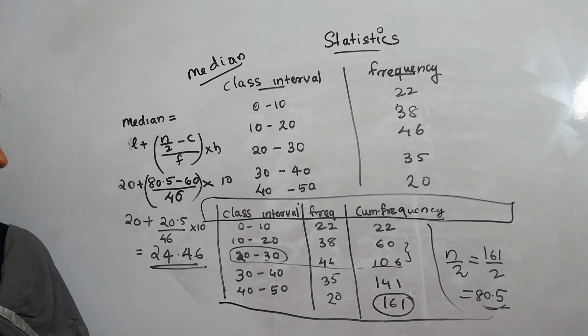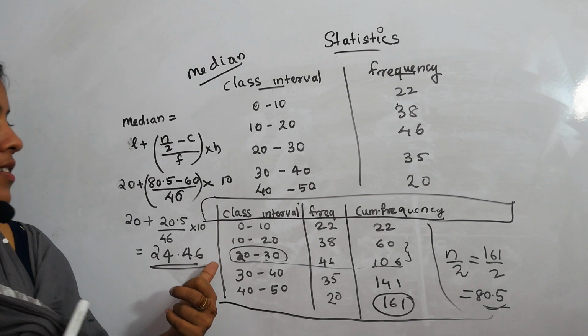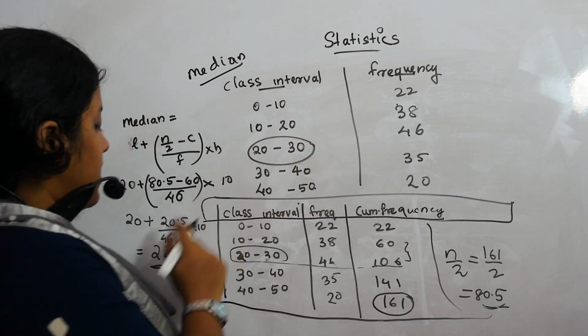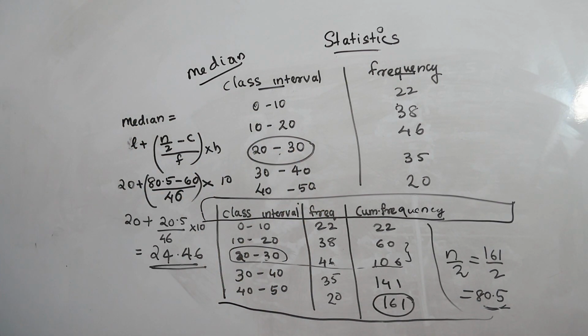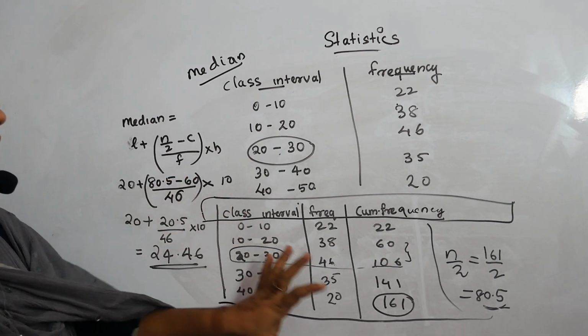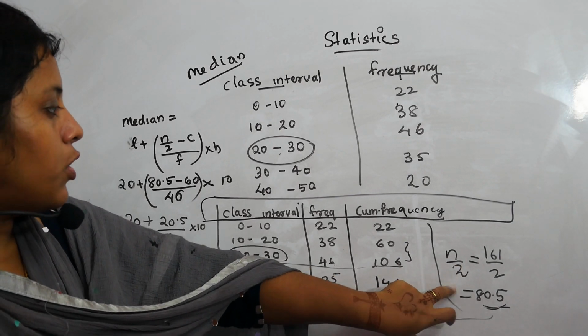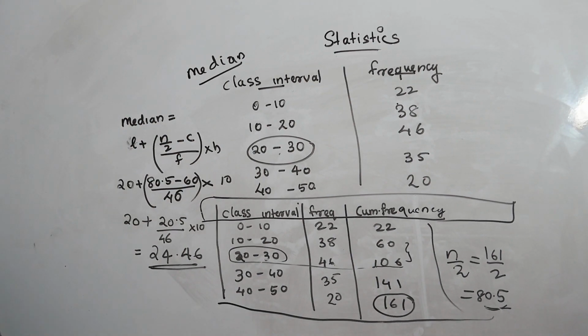So what is my median value? The median is 24.46. That is coming in the median class. So that is my answer. Just learn the formula by heart. Form the cumulative frequency table, identify n by 2, L, C, F, substitute everything, and you will get the answer.